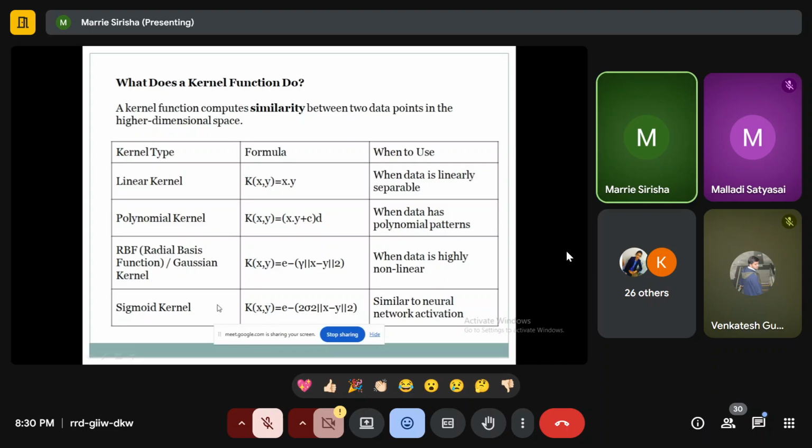And next one, sigmoid kernel. Sigmoid kernel is nothing but similar to the neural network activation. Neural networks come in deep learning. I don't know if you are aware of that deep learning or not, but deep learning is a subset of machine learning where the sigmoid function is applied to give the non-linearity relationship between a classification problem.